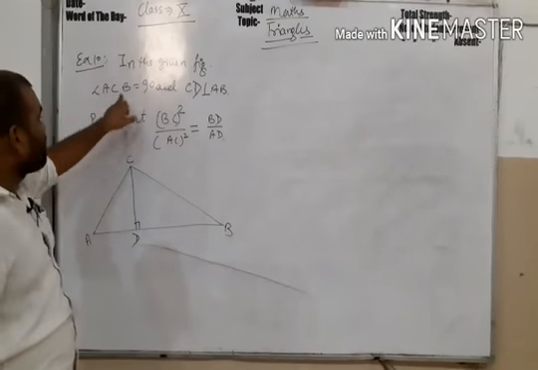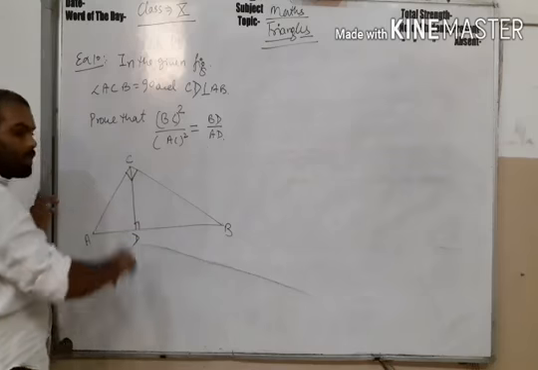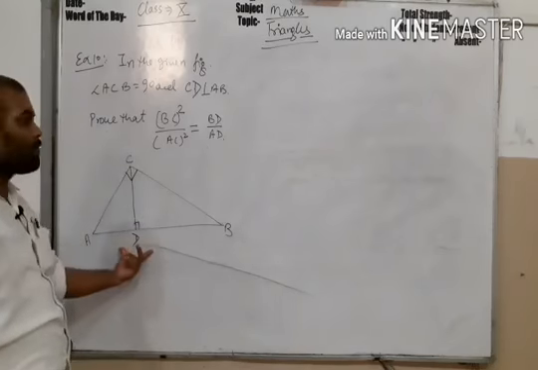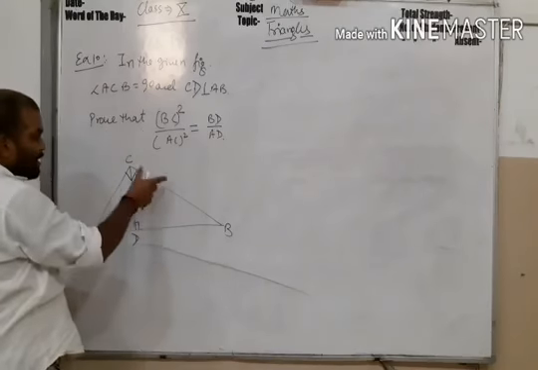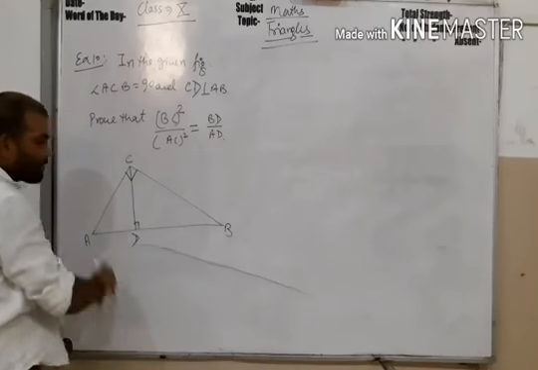The example number 10 which is given in your book is this. In the given figure, angle ACB is 90 degree and this CD is perpendicular to AB. Then prove that BC square by AC square is equal to BD by AD.